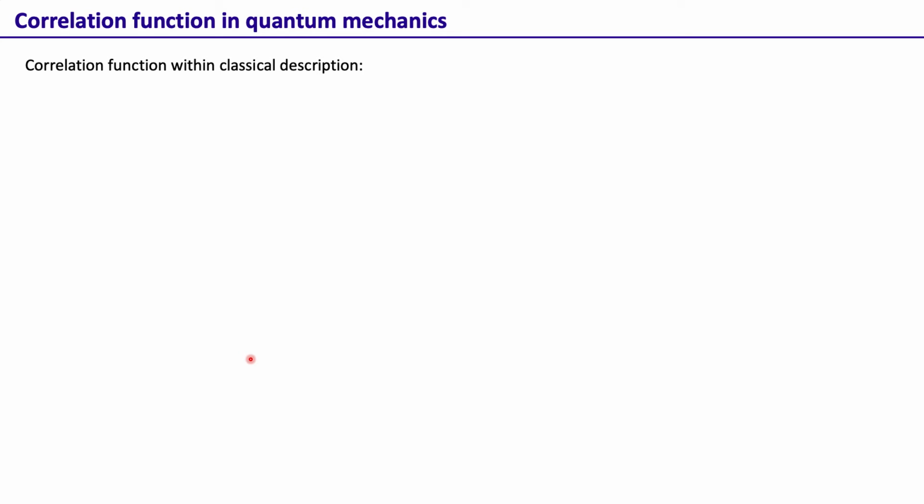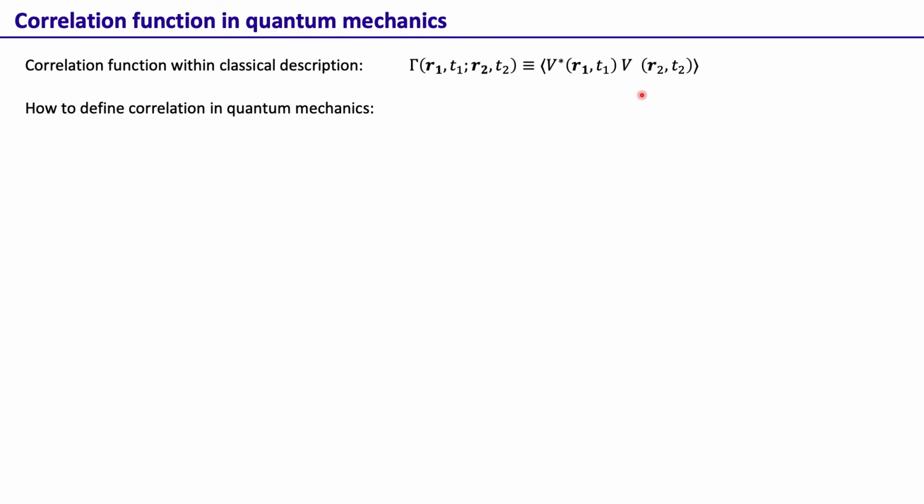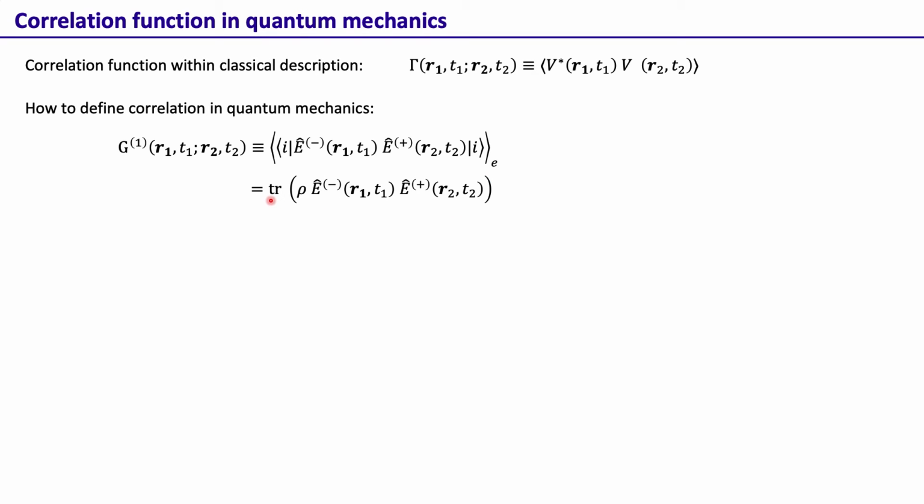Now the next concept we have in classical description after intensity is the correlation, because this correlation function describes how the field vibrations at two points (r1,t1) and (r2,t2) are correlated. Now how do we get a similar quantity in quantum mechanics? The way to define it is like this. We have E minus E plus over this initial state I, and since we are talking about the correlation function, we are not talking about a pure state but a mixed state, so we take the ensemble average, or in other words the trace of rho E minus E plus. So that is how we define the correlation in quantum mechanics.